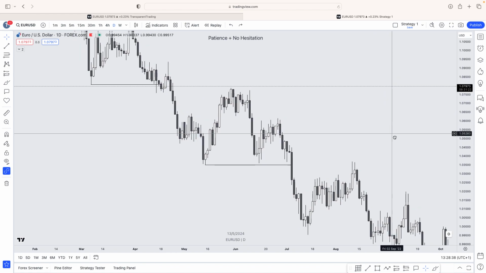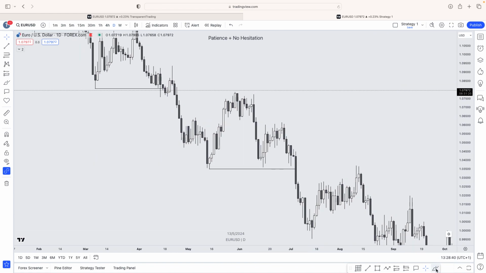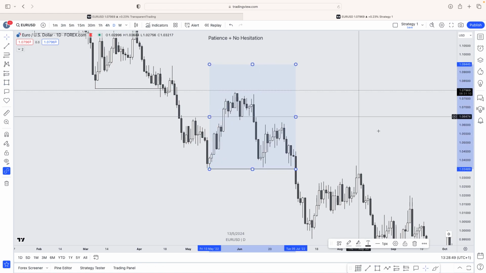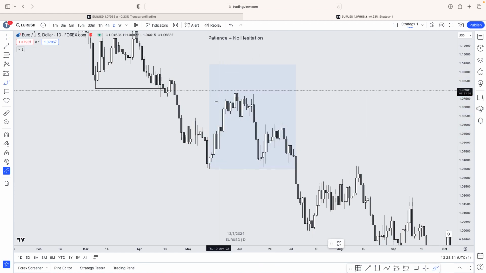So now what do we know? After a break of structure, there was a strong high that caused that break of structure. How do we know how to find it? We get our rectangle tool, we draw it over our break of structure line again, we pull it all the way up, and we find the highest point within this rectangle that price traded at, that is our strong high.